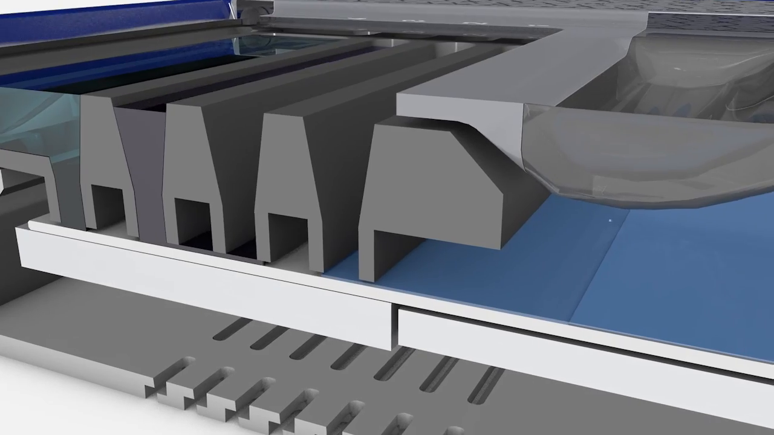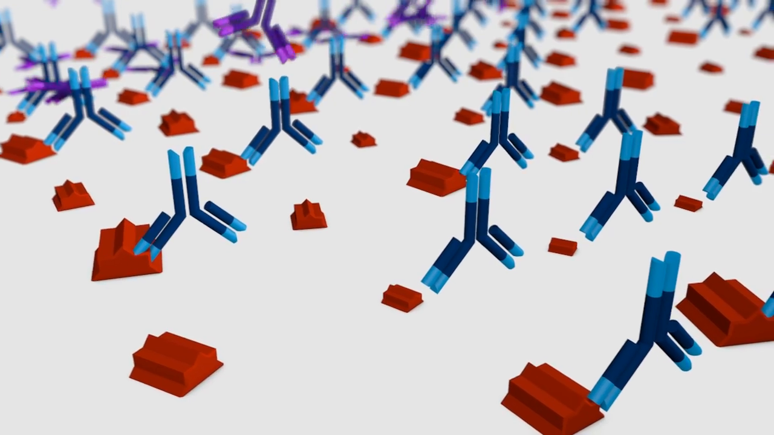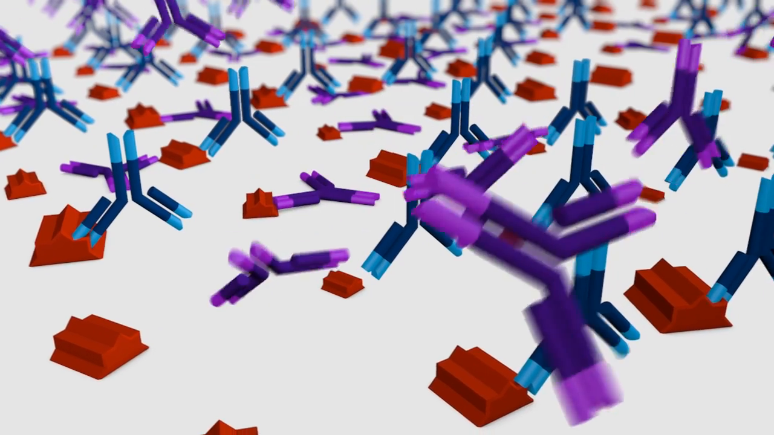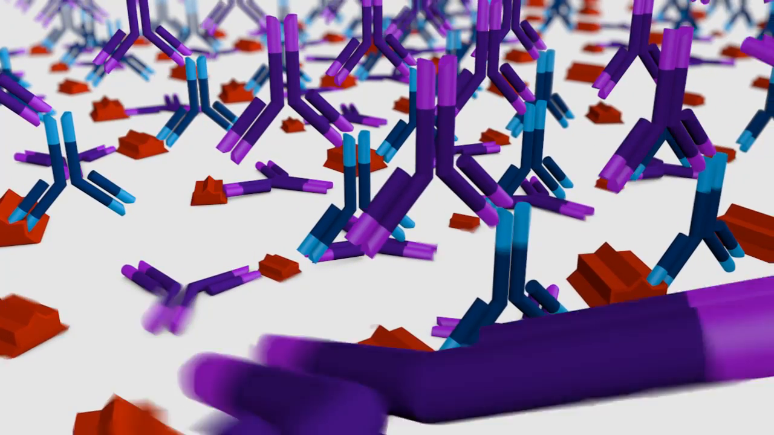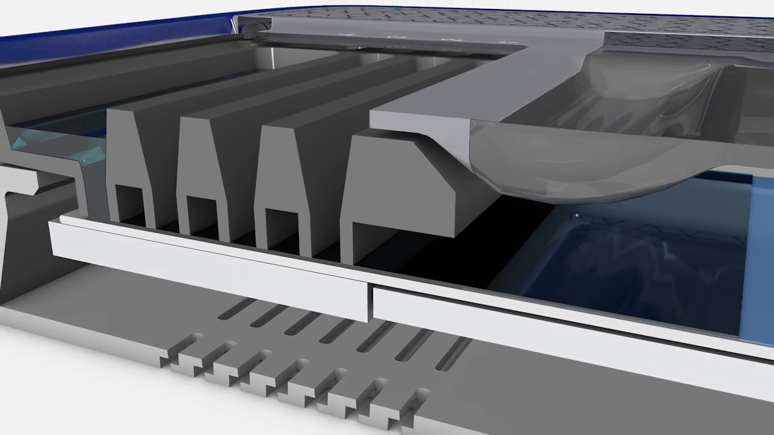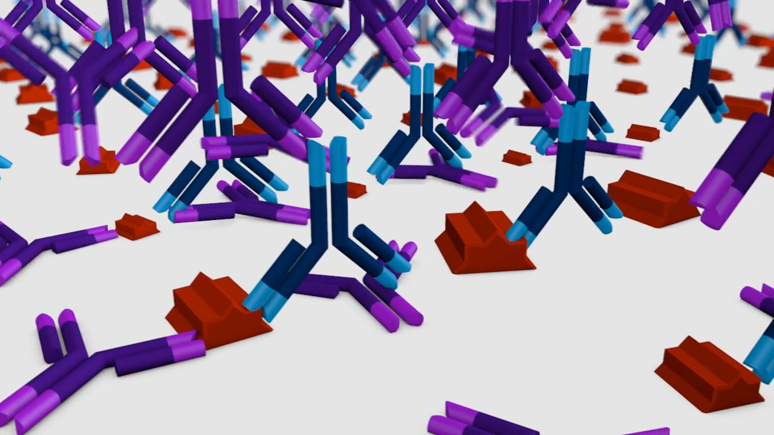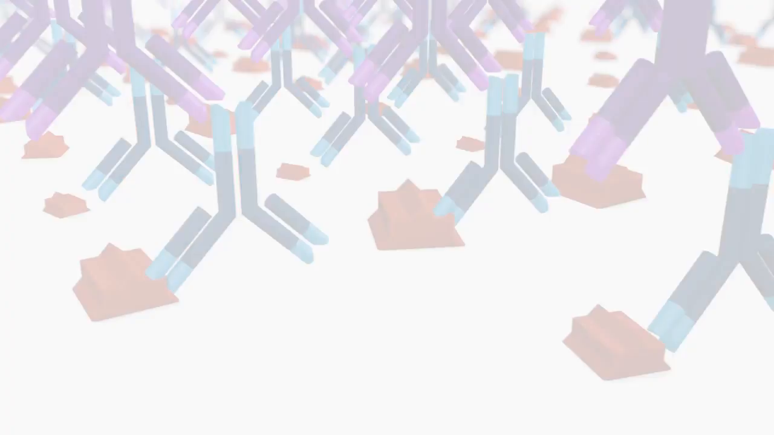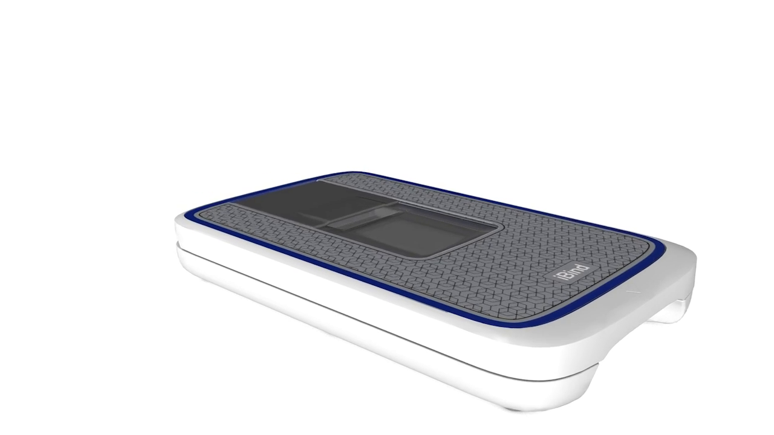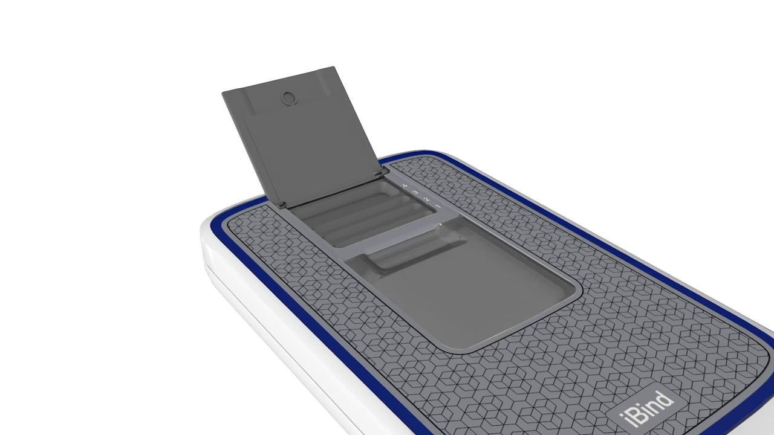The third well with secondary antibody will flow across the membrane, binding to remaining primary antibodies. The fourth and final well containing iBind solution flows across the membrane, washing away unbound secondary antibodies. Once the final well has completely emptied and moved across the membrane, you can remove and proceed to Western detection protocol.